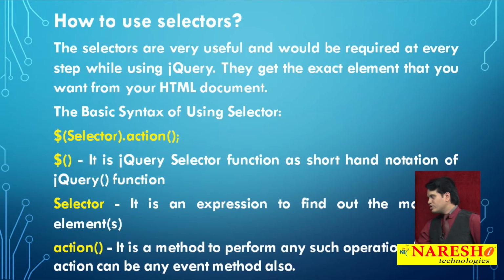So what is the dollar function? It is a jQuery selector function, a shorthand notation of the actual function called jQuery function. What is the selector? It is an expression to find the matching element or elements, nothing but one element or more than one element. What is the action? It is a method, nothing but a function. It is a method to perform an operation on the selected element, which is selected using the jQuery selector.